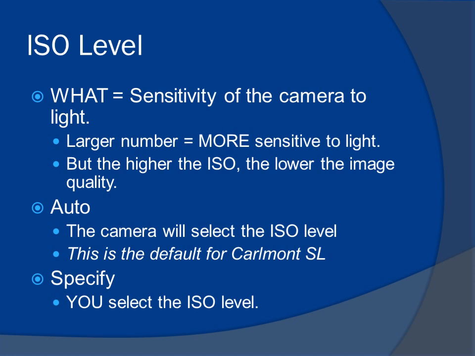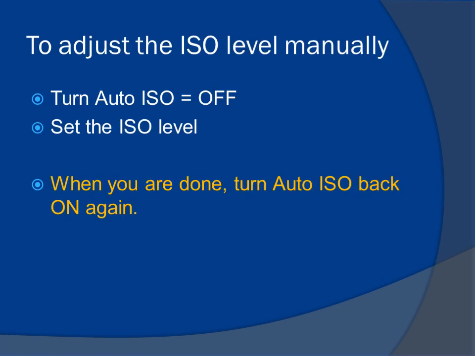Auto. The camera will select the ISO level. This is the default for the Carlmont Sports Leadership class. Specify is when you select the ISO level to use. To adjust the ISO level manually, turn Auto ISO off and set the ISO level. When you are done, turn the Auto ISO back on again. Very important, or you are going to sabotage the next person to use the camera.